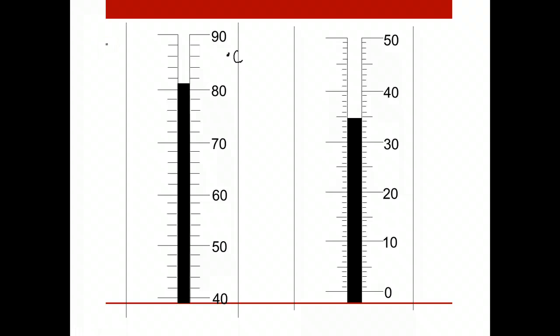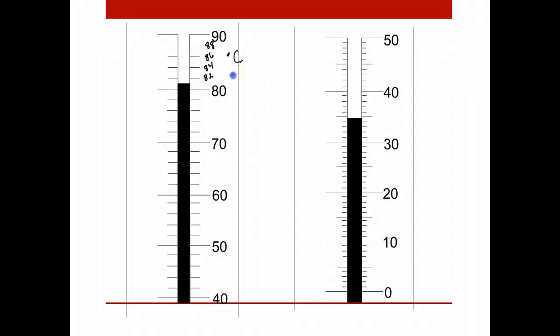All right, so the first thing we're going to do is identify our markings. We have 80 and 90. There's 1, 2, 3, 4, 5 markings in between here. So each of these is 2. So here this is 82, 84, 86, and 88. So we know that our measurement is somewhere between 80 and 82.